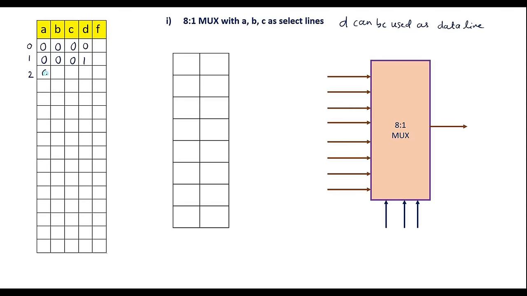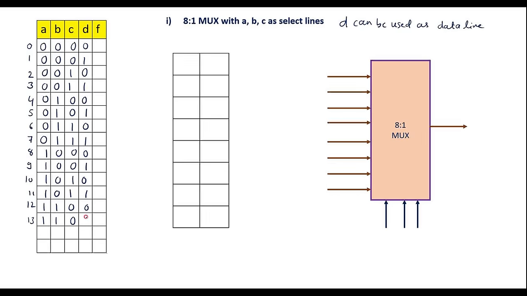For 2, it is represented as 0, 0, 1, 0. For 3, 0, 0, 1, 1. 4, 0, 1, 0, 0. 5, 0, 1, 0, 1. 6, 0, 1, 1, 0. 7, 0, 1, 1, 1. 8, 1, 0, 0, 0. 9, 1, 0, 0, 1. 10 as 1, 0, 1, 0. 11 as 1, 0, 1, 1. 12 is 1, 1, 0, 0. 13, 1, 1, 0, 1. 14, 1, 1, 1, 0. And finally 15 is 1, 1, 1, 1. So these are the possible values with four variables.